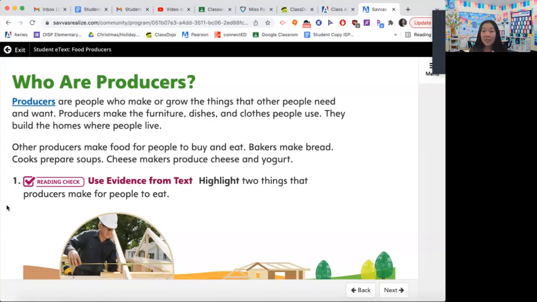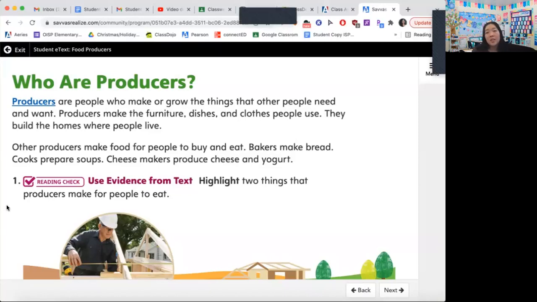If you have bananas in your kitchen or other types of fruit or vegetables, maybe some of the favorite fruits and vegetables that you like, those were all produced by farmers who work on farms to grow those fruits and vegetables. So everything that we own is produced by someone. The clothes that we're wearing, the shampoo that we use, the snacks that we eat. Now, highlight 2 things that producers make for people to eat.